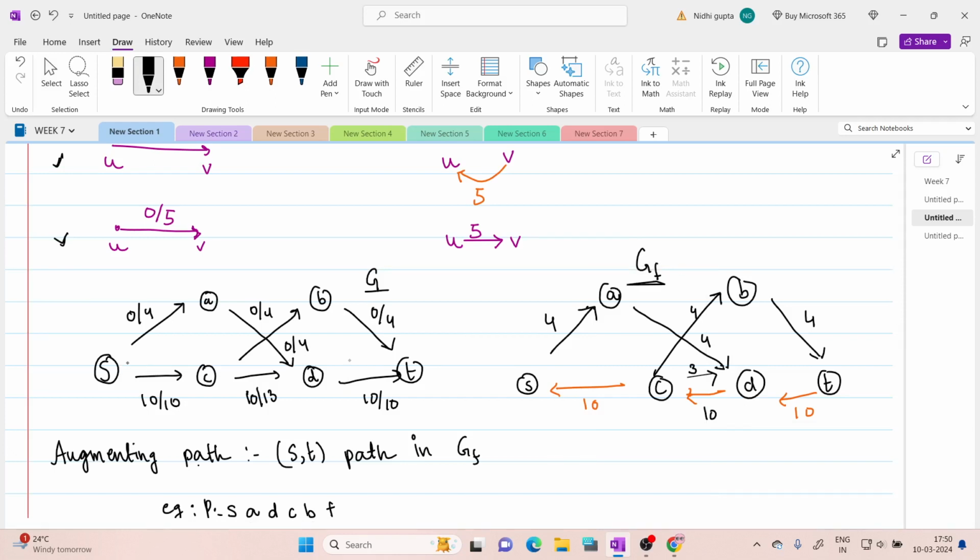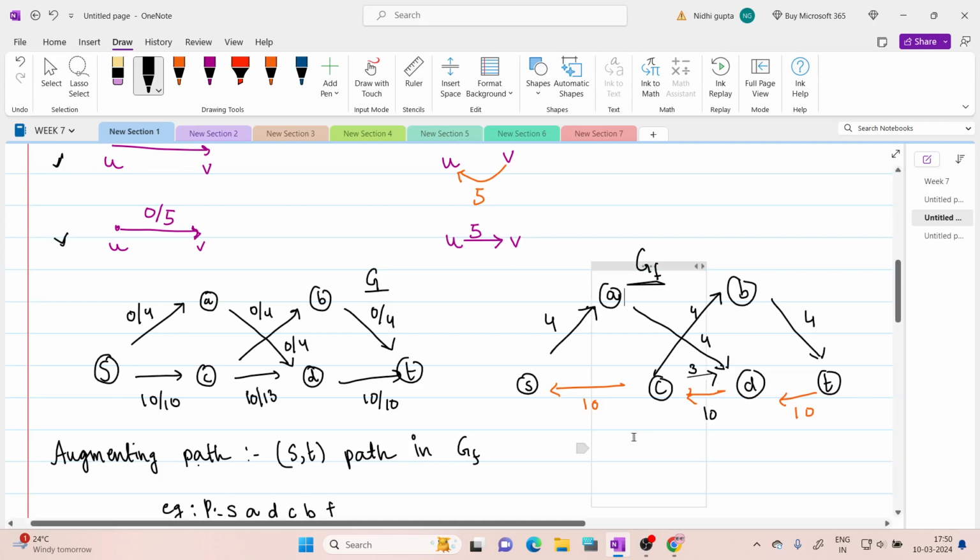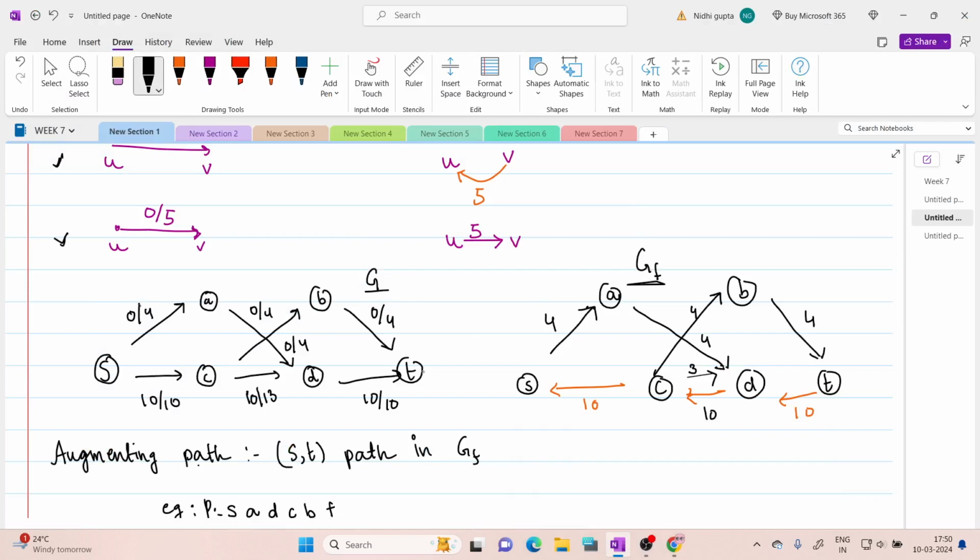First I'm considering this edge SA. So how many edges will there be in the residual graph? There will be a forward edge from S to A, because the flow is strictly less than capacity, right? Will there be a backward edge? No, since the flow is not greater than 0. So there won't be any backward edge. In the residual graph there is just SA.